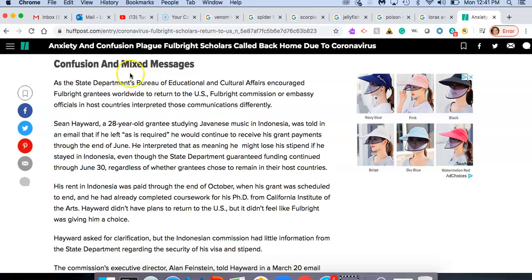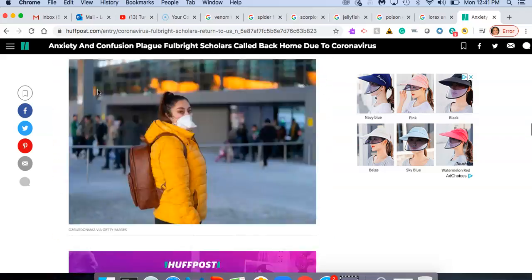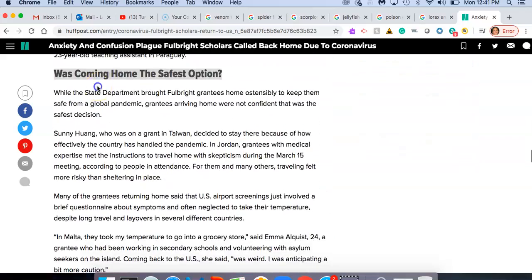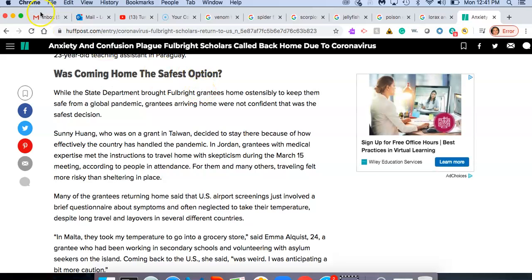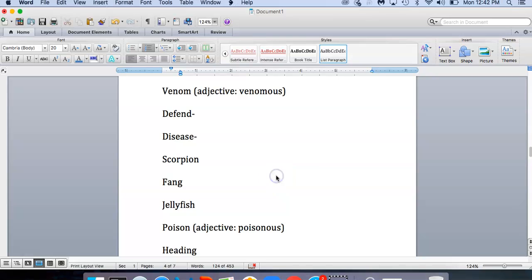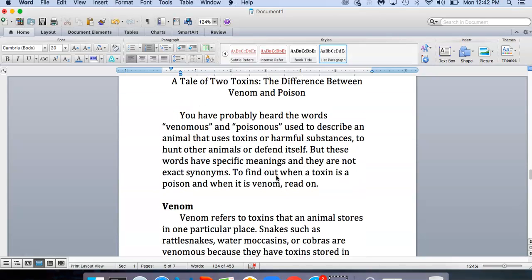Usually it's in bold. The letter is kind of bigger than the other words that you would see. So that's another example of heading. This is another heading over here for this article. Okay, so now that you know the vocabulary words, let's start the reading.